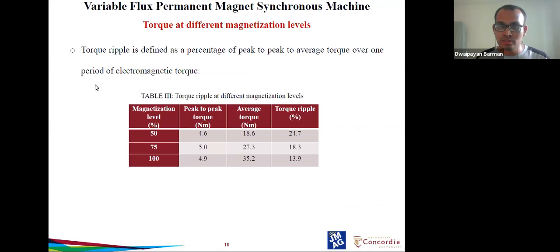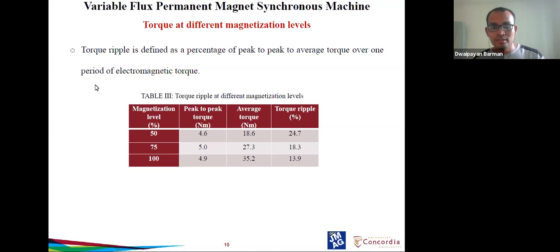Using the results of figure 8 in the earlier slide of torque at different magnetization level, the peak-to-peak torque, average torque, and torque ripple, these parameters are calculated based on those results. Torque ripple is nothing but the percentage of peak-to-peak torque to average torque over one period of electromagnetic torque.